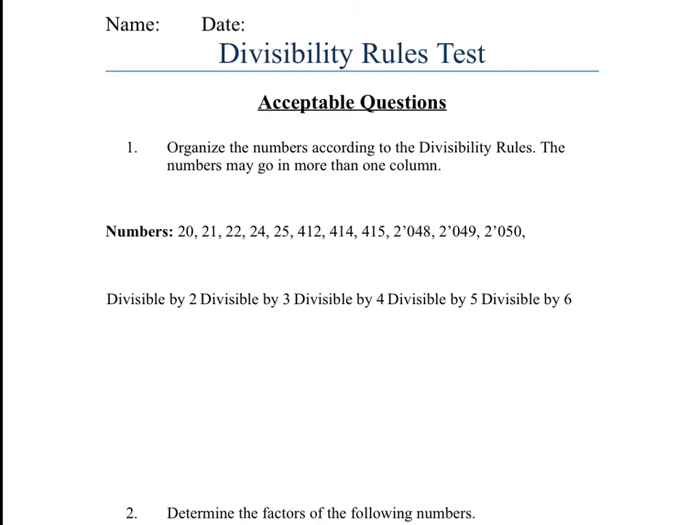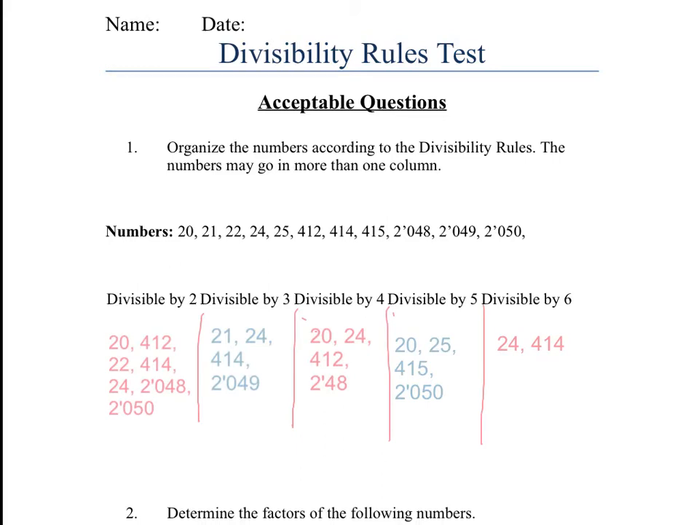So number one, organize the numbers according to the divisibility rules. The numbers may go in more than one column, that's important. Okay, so here the numbers are 20, 22, 24, 412, 414, 2048, 2050. Show that really quickly without having to use a calculator. Obviously, they're even, right?